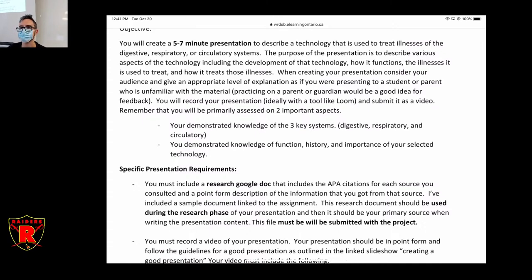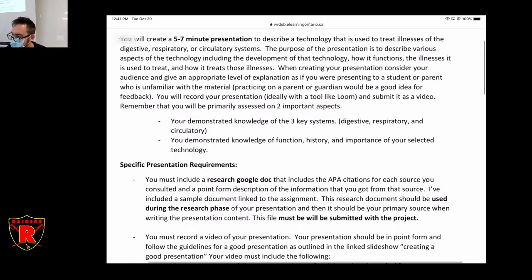So you're going to be presenting it to somebody. Another good example would be a parent, okay? Someone who's essentially an adult like you, but may or may not be familiar with biology, okay? Or a grandparent or whatever, okay?